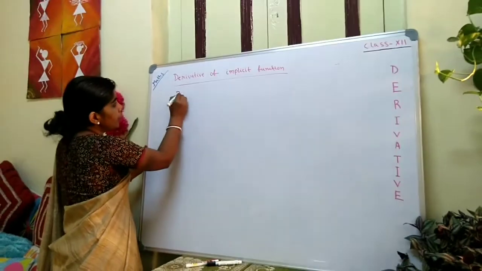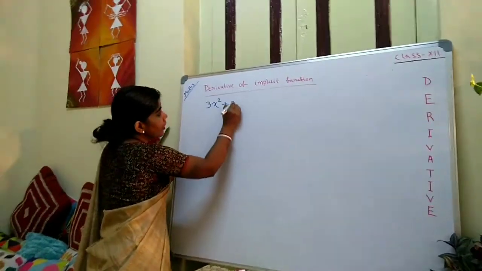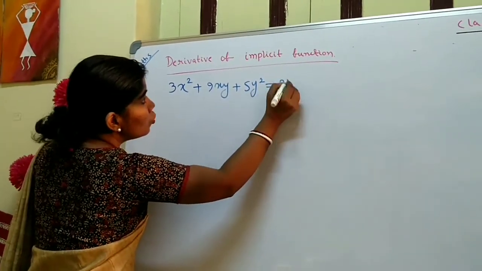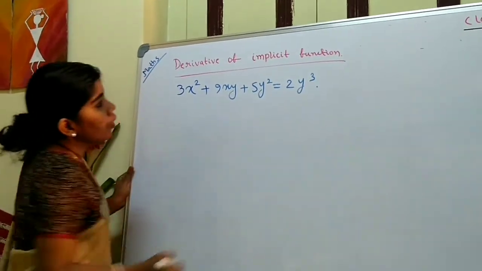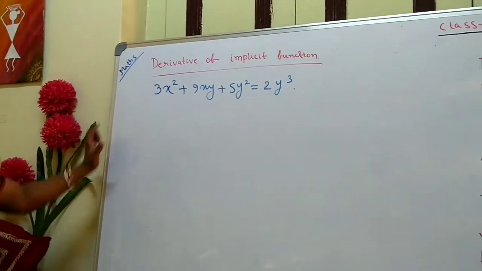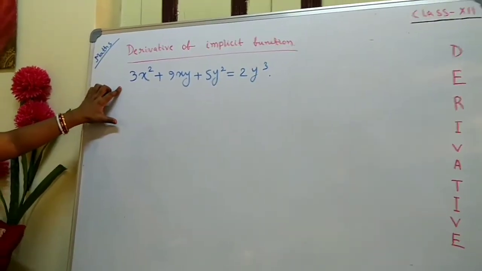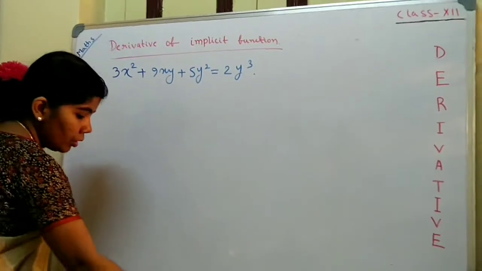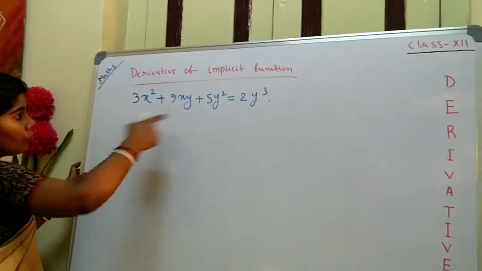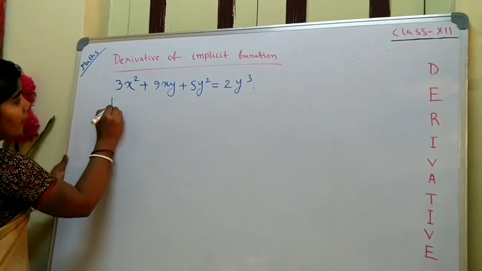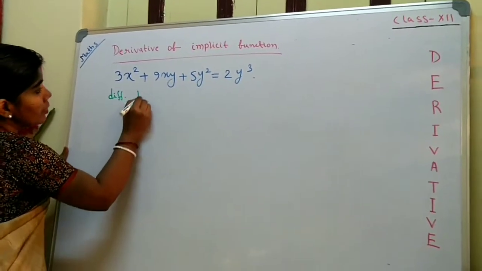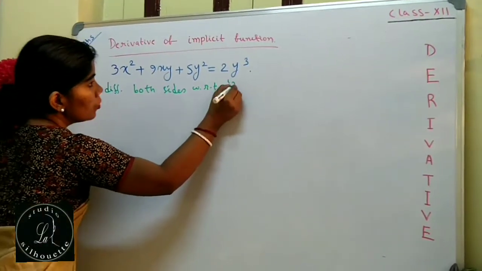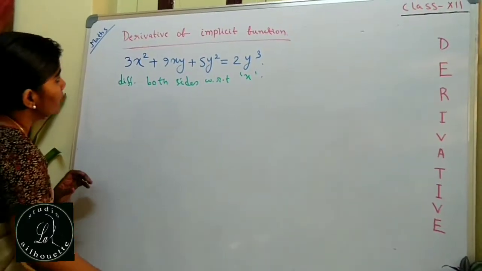Suppose there is a function of the form 3x square plus 9xy plus 5y square equal to 2y cube. Now you have to find the derivative of y from that function. That is, you have to find dy dx. Now what you will do? First of all, you will differentiate the whole function with respect to x. Differentiate both sides with respect to x. Then what you will get?